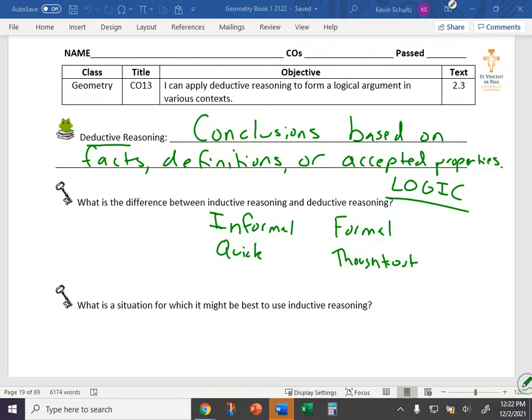What were you writing down? Are you just copying down what I'm saying, or are you putting down your own examples here? Copying down. Anybody put down an original thought? No. Write down an original thought.